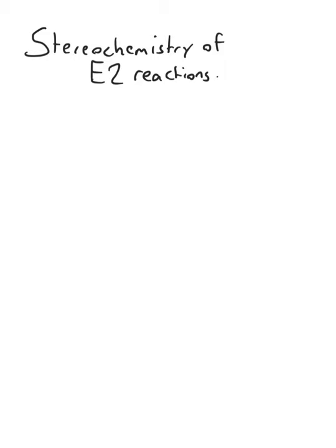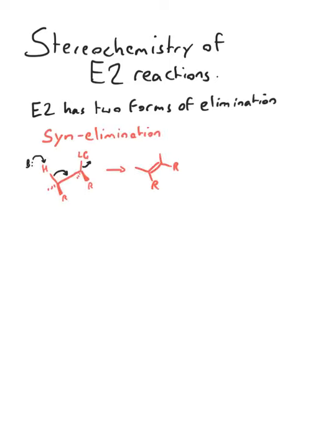This video is on the stereochemistry of E2 reactions. The E2 reaction can undergo two forms of elimination. You can have Syn elimination, where your leaving group and the hydrogen are on the same face, seen here. Notice that the Newman projection is eclipsed for a Syn elimination to occur.